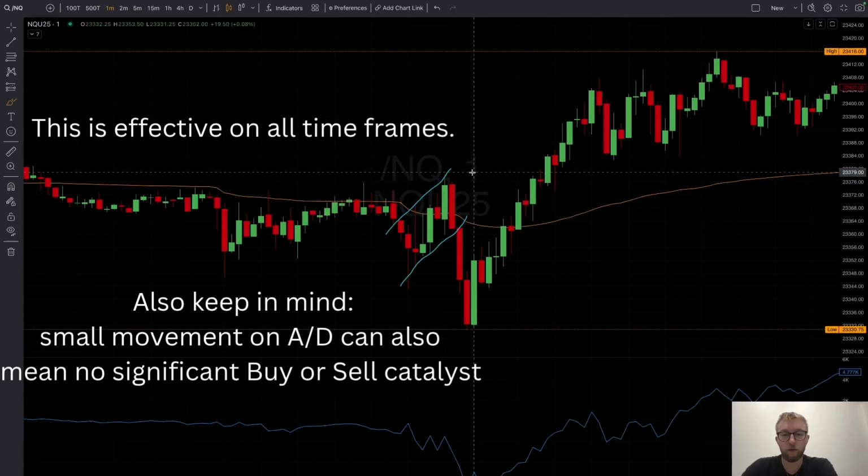What's important to note with this indicator is you do not want to use it in low volume times because it's not going to be helpful at all. It relies on large movements of shares and capital to be effective. So use it after the market's open or in high volume times.